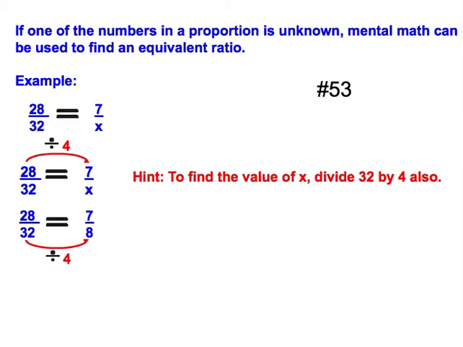Here's another example using the same process. Starting on the side without the variable, we say how do we get from 28 to 7? We divide by 4. 28 divided by 4 is 7, so we do the same thing on the bottom. 32 divided by 4 gives us 8. 8 is our answer for x here.